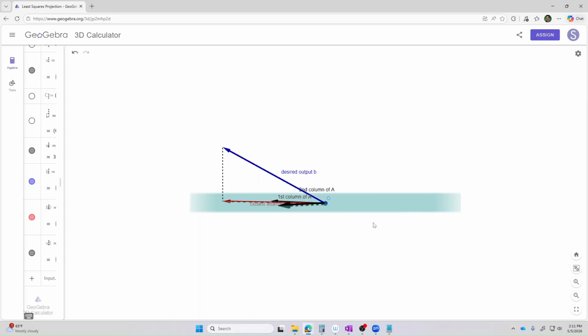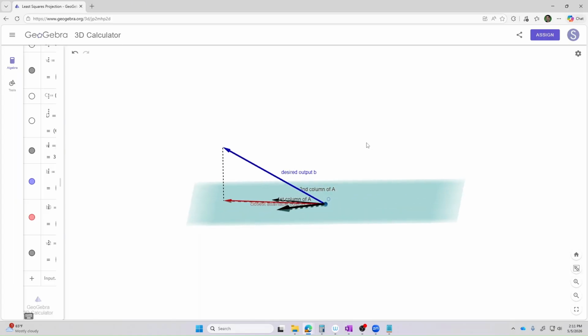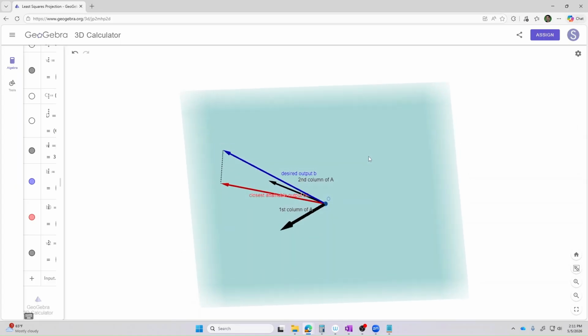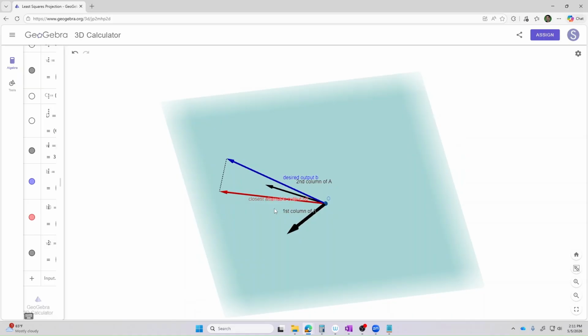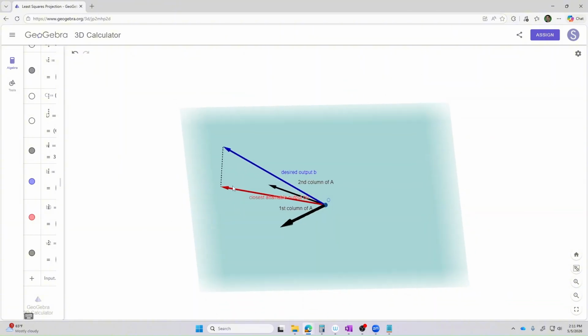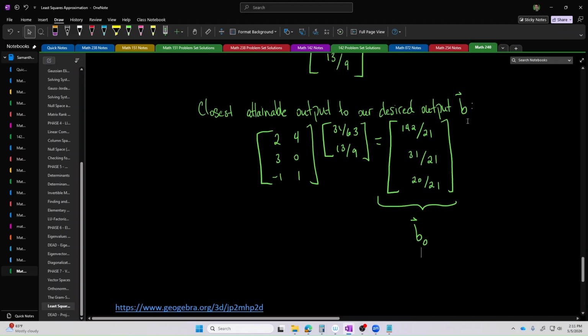So because it was not possible to create the output B, we tried to create an output that was as close to B as possible. And that closest attainable output, that vector B naught that we just calculated, is the red vector that I've graphed right here. This red vector is the graph of the vector that we calculated in this move.